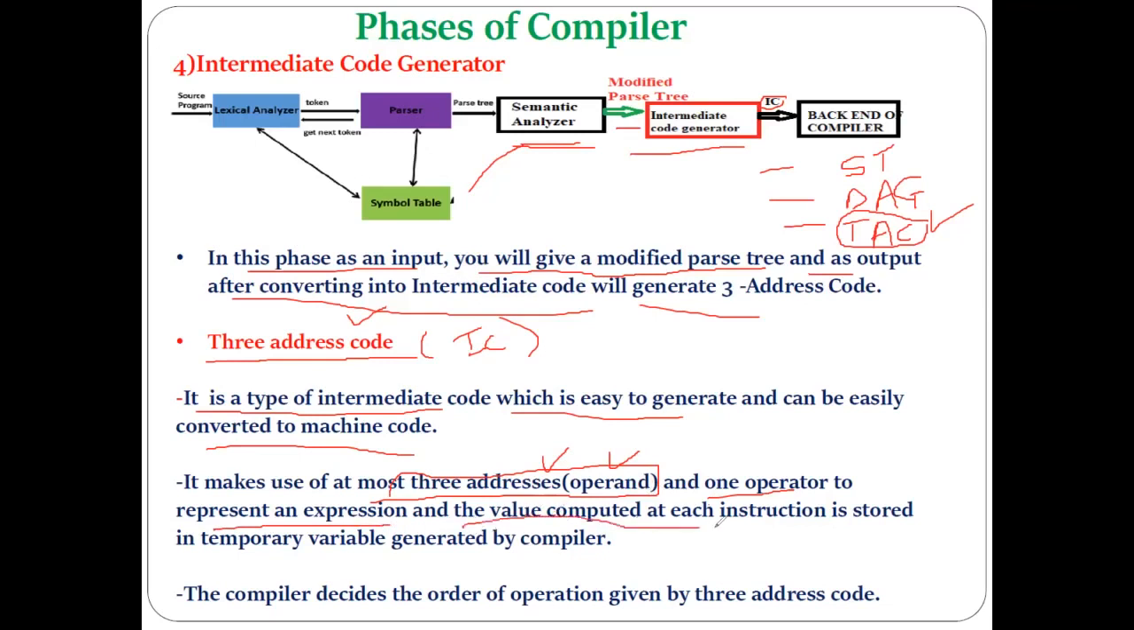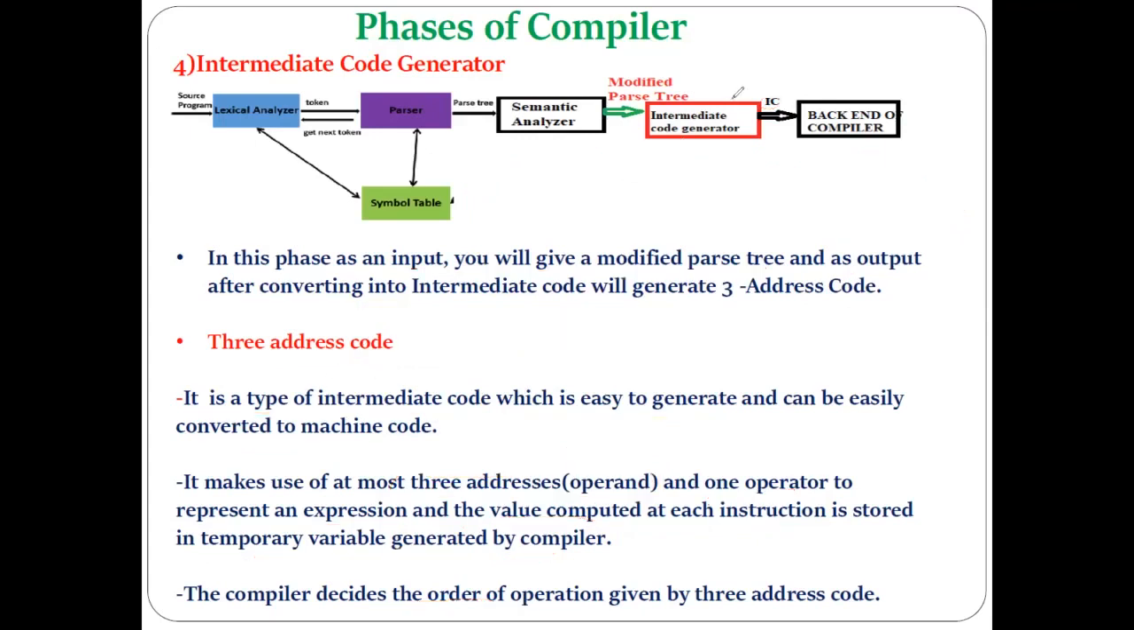And the value computed at each instruction is stored in a temporary variable generated by the compiler. So during three address code generation as IC, multiple temporary variables are utilized by the compiler. Okay. And the compiler decides the order of evaluation, order of operation. So when the final code generation is done by the compiler, the final code or machine code will be generated according to the order of the intermediate code. Okay. Now what exactly this three address code is, we'll see with an example.